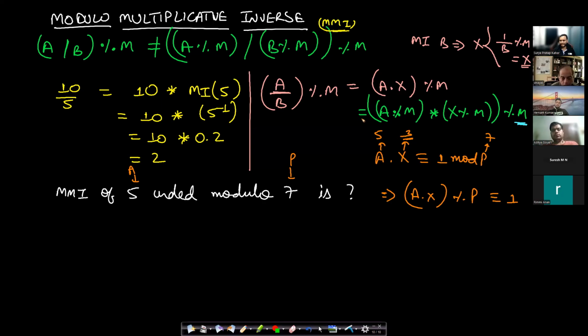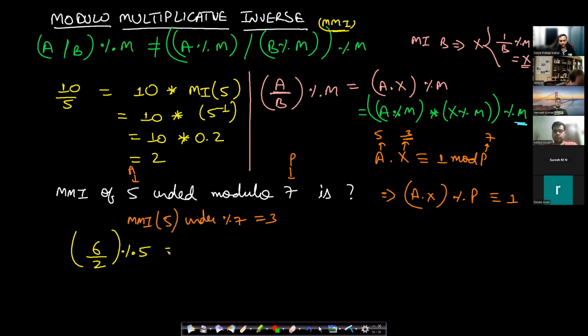So 3 is one possible value. I'll say that the MMI of 5 under modulo 7 is equal to 3. 3 is one possible answer. Did we learn how to find the modulo multiplicative inverse? Now, can you calculate this not by your normal process, but by using the modulo multiplicative inverse?